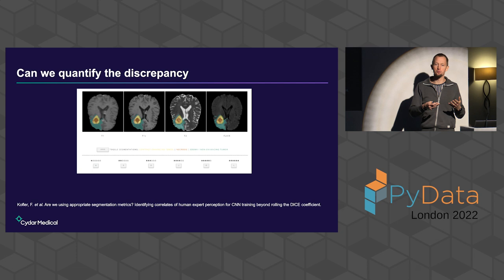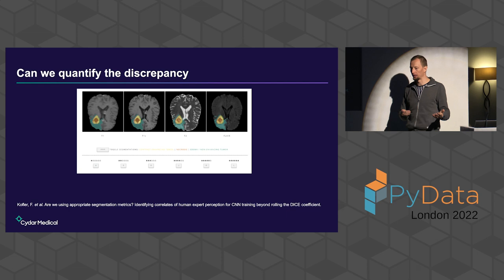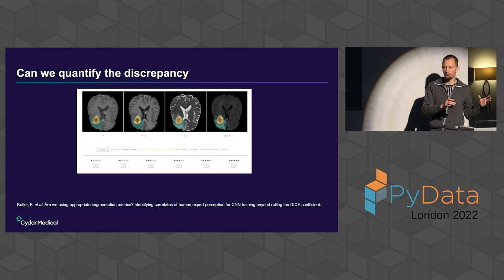So can we quantify this? This is a screenshot from one of the papers that tries to do it. They presented clinicians with many segmentations and asked them to say how good they are on a scale of 1 to 6. And then they tried to find the correlations between those and dozens of segmentation metrics that are used in the world.